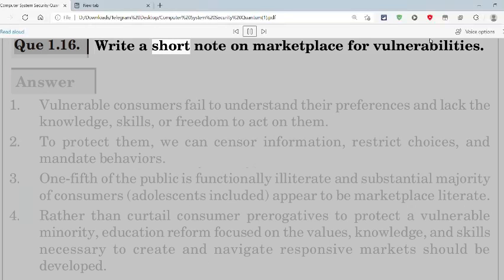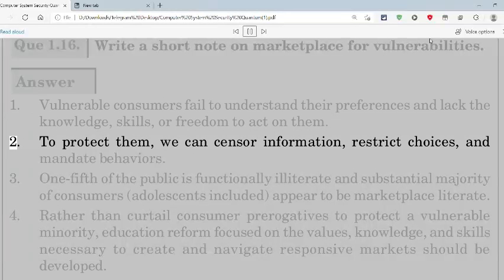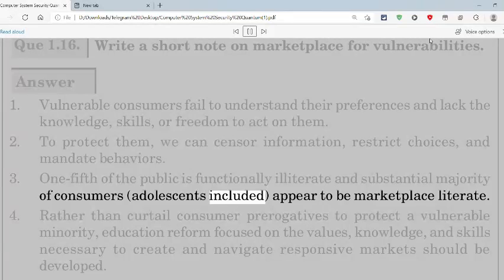K1.16. Write a short note on marketplace for vulnerabilities. Answer. 1. Vulnerable consumers fail to understand their preferences and lack the knowledge, skills, or freedom to act on them. 2. To protect them, we can censor information, restrict choices, and mandate behaviors. 3. 1/5 of the public is functionally illiterate, and a substantial majority of consumers, adolescents included, appear to be marketplace literate.